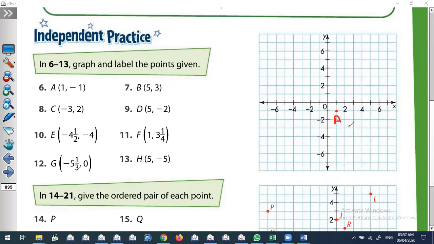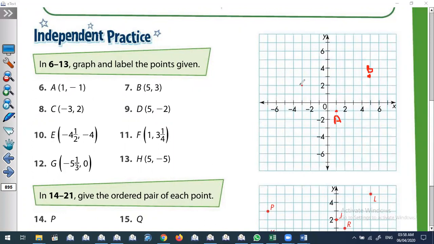B, 5 and 3. 5 on x. You have to start with x first. 5 on x: 1, 2, 3, 4, 5. 3 up: 1, 2, 3. 3 up because 3 is positive. This letter is B. C, negative 3 and 2. Negative 3 on x first. Negative 3 on x. 2 here.